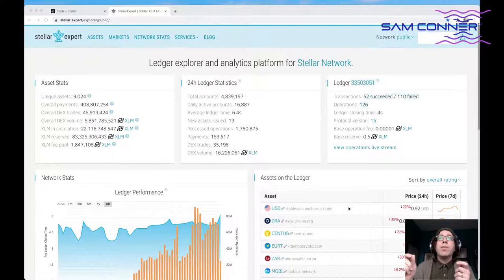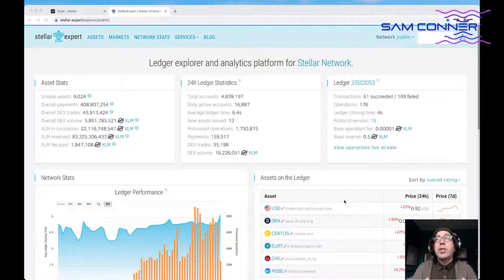And over the course of the years, those lumens have made it out into the hands of other people, so like you said, those are in various people's wallets. The circulating supply has made it to 21 million. The SDF still had a huge amount yet to distribute, a large number of those lumens.